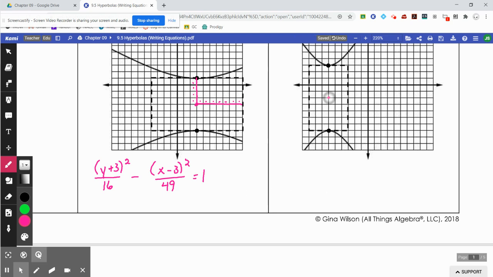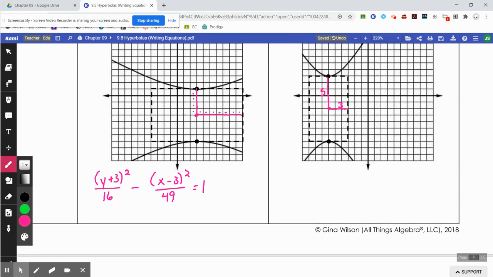Next up, find your center. And you can use your midpoint formula if you want to. It's very easy to look here. Here's going to be your b value, which is 3. This is going to be your a value, which is 1, 2, 3, 4, 5. So there's your a and b values. Since it is a vertical, your y values are going to be listed first.